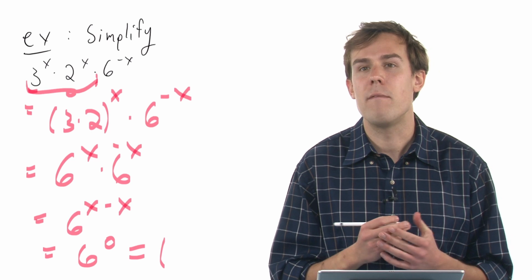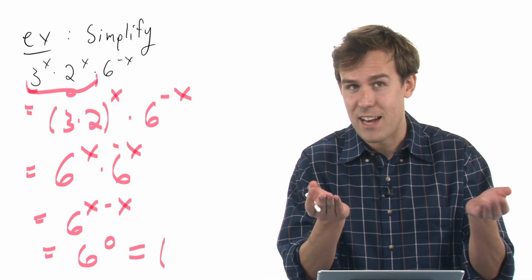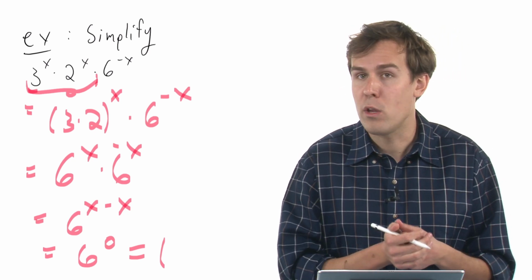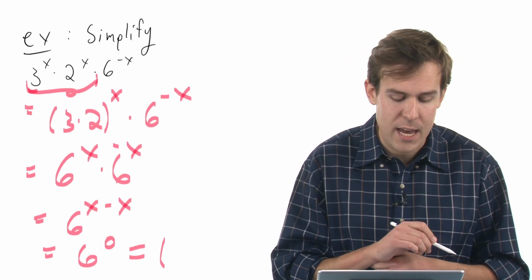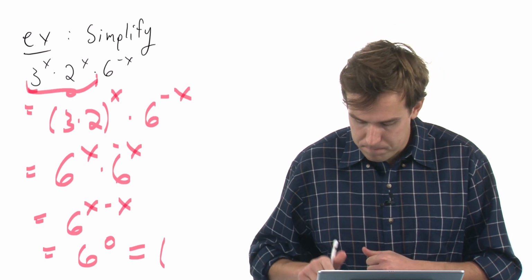Just as a remark, it would have been tricky to try to do 2 to the x times 6 to the minus x. We don't really have an obvious rule for that, because both the exponents are different, x and minus x, and the bases are different, 2 and 6. So we really needed to proceed in the order that we did. We needed to first address 3 to the x times 2 to the x, and then we could deal with 6 to the minus x.